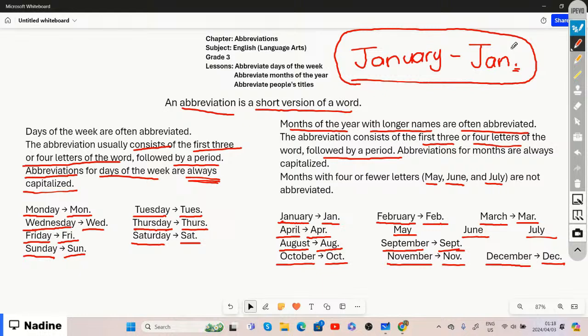So we said May, June, and July stays the same, but you should not forget to capitalize it, right? You need to write it with a capital letter. And if you write the abbreviation of the word, then you need to put a period at the end. And don't forget the capital letters.